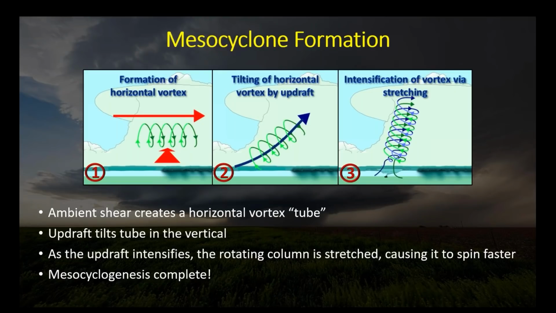So how does the mesocyclone develop? Well, vertical wind shear in the environment creates what we call a horizontal vortex tube. A thunderstorm updraft tilts this vortex tube into the vertical. As the updraft intensifies, the rotating column is stretched, causing it to spin faster. Hence, this is why vertical wind shear is an important ingredient in the development of supercells.